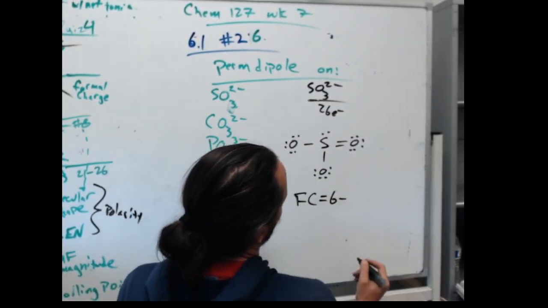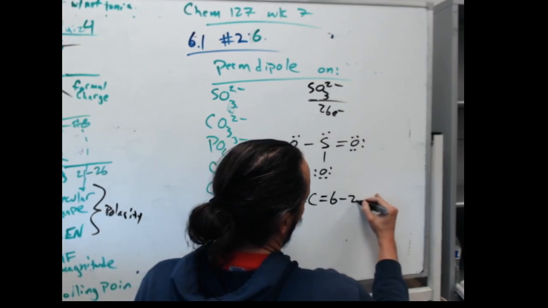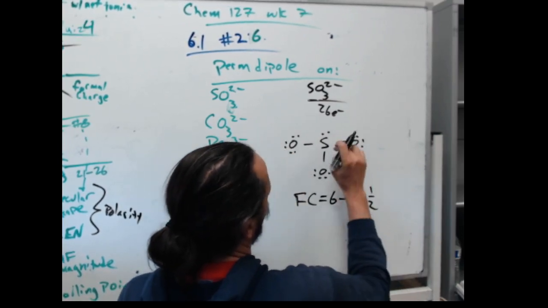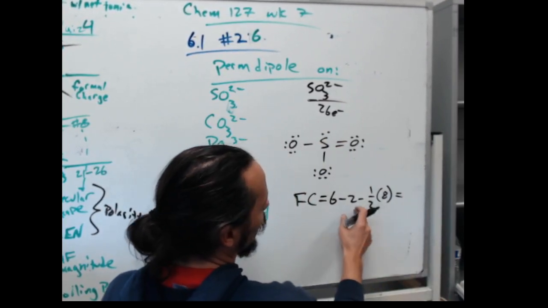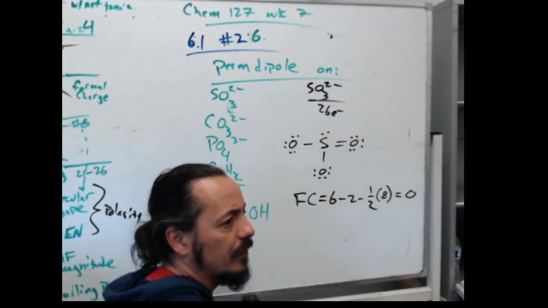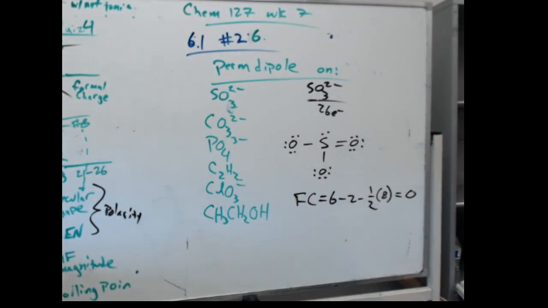It's going to be 6 minus 2 minus a half of 2, 4, 6, 8. Oh, that looks great, actually. So I'm going to have 6 minus 2 minus 4. That's a formal charge of 0. Sulfur with 4 bonds and a lone pair is not something we're used to seeing, but it turns out it's actually a stable configuration for sulfur.